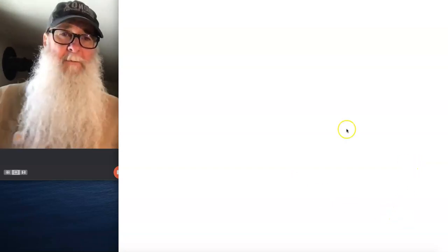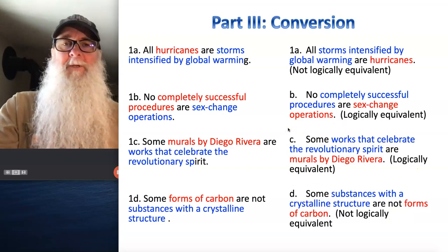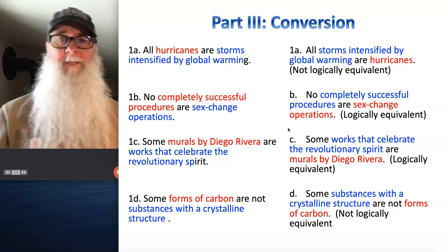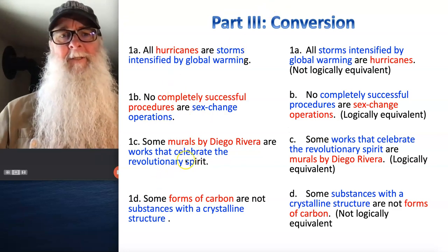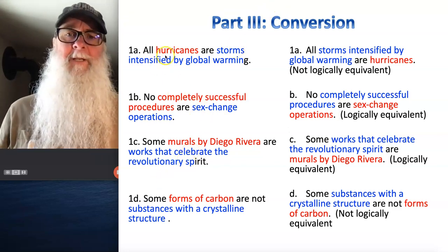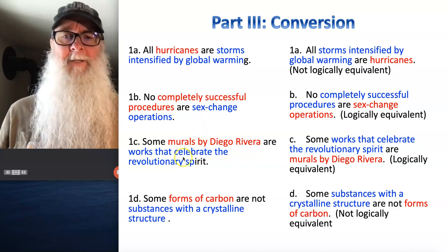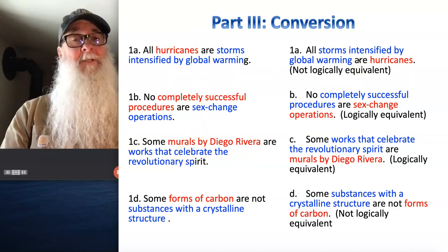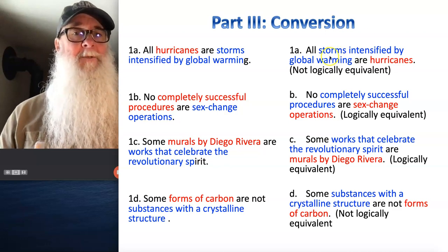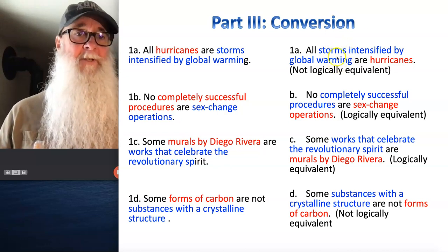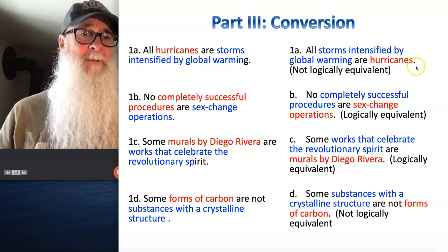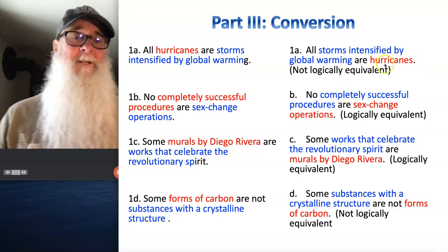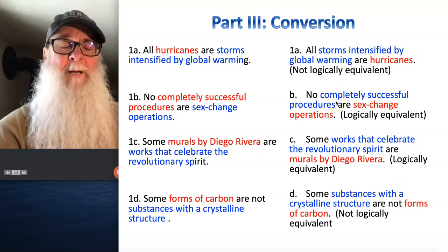All right, let's check your work for part 3. For problem number 1, you were asked to convert these 4 statements that appear on the left-hand side of your screen. I've marked the subject terms in red and the predicate terms in blue. And when you convert each one of these, you should simply switch the positions of the subject and predicate terms. So now what appears in blue over here is serving as the subject term, and the predicate is in red. So for each one of these, subject and predicate terms are switched.